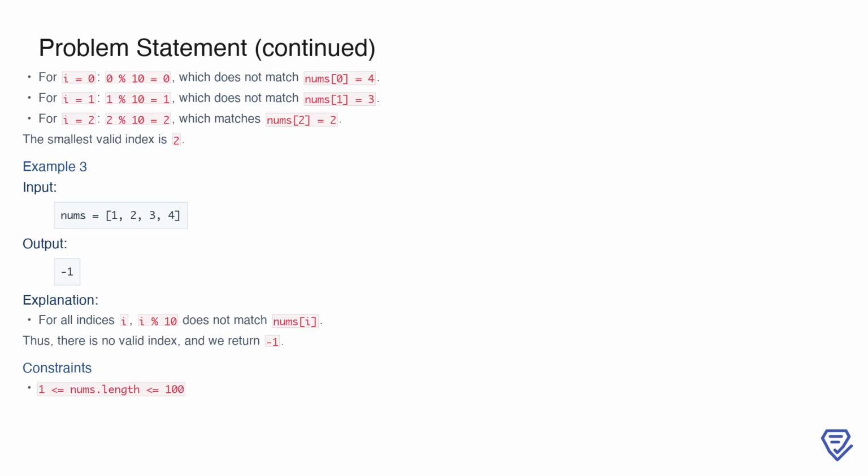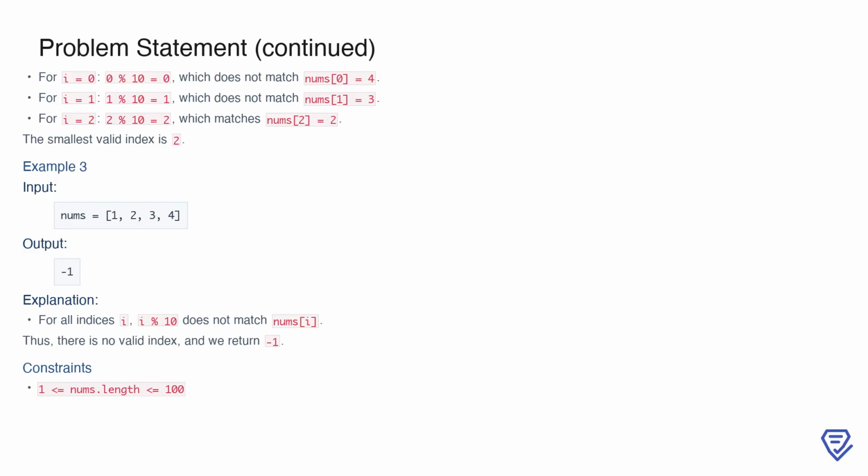Now consider the second example, where the input array is nums equals [4, 3, 2, 1]. Here, the output is 2. Let's check each index again. For i equals 0, 0 % 10 equals 0, but nums[0] is 4, so the condition is not met. For i equals 1, 1 % 10 equals 1, but nums[1] is 3, so again the condition is not satisfied. For i equals 2, 2 % 10 equals 2, and this matches nums[2], which is also 2. Therefore, the smallest valid index is 2.